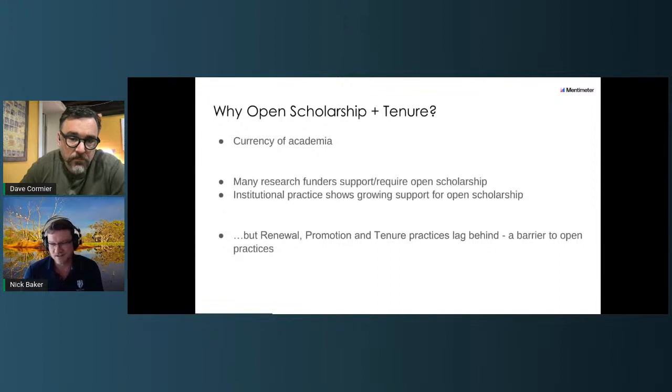What we're seeing, though, is that the research funders are ahead of us on this. Most of the large research bodies now require open scholarship as part of your practice, in different ways. We know that many institutions have run ahead with their practice, making open scholarship possible, providing the infrastructure for that, providing open repositories and other ways to engage with it. But this whole renewal, promotion, tenure process is lagging a long way behind, and we think that's a pretty significant barrier to it being adopted in tenure. Back to you, Dave.